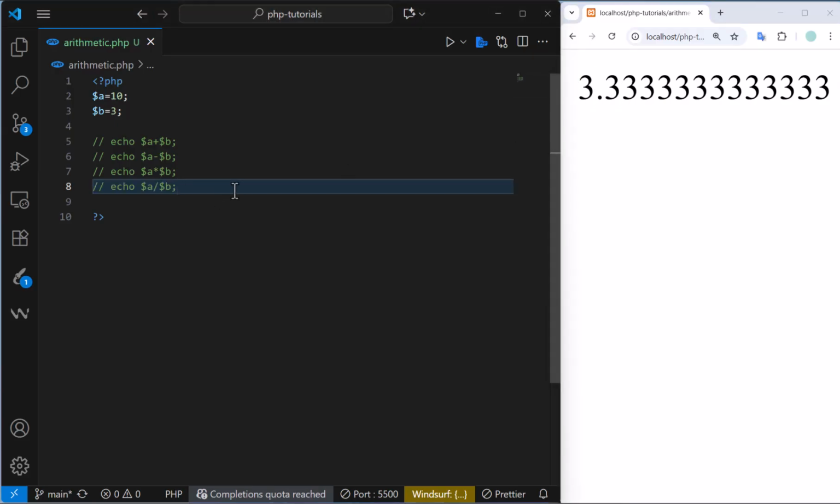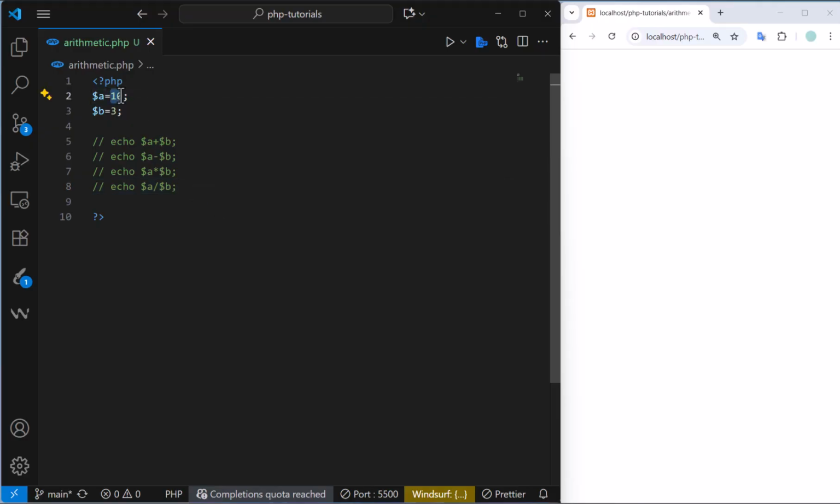Now there are two other things as well. One is modulus and another one is exponentiation. The modulus, if you divide 10 by 3, it will show you the remaining amount. So if we divide 10 by 3, 1 will be the remainder.